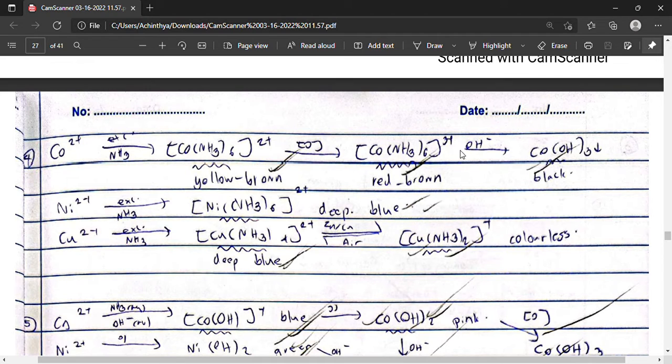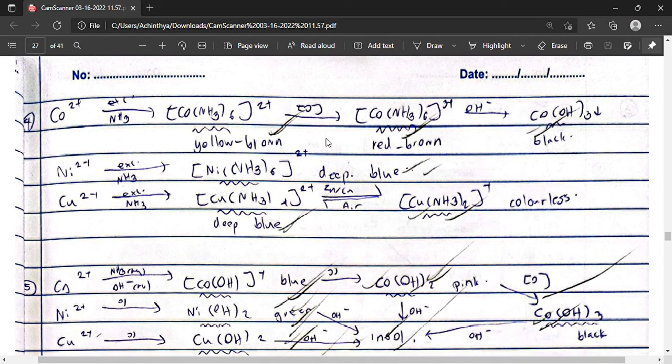Co(NH3)6 3+. And here's an interesting reaction. If we add hydroxide ions into this amine complex, we will get the black precipitate of cobalt 3 hydroxide. This is cobalt 3 hydroxide, and we can reduce it using reducing agents into cobalt 2 hydroxide, and from that cobalt 2 hydroxide we can also add an oxidizing agent and get this also. I haven't written it down over here.